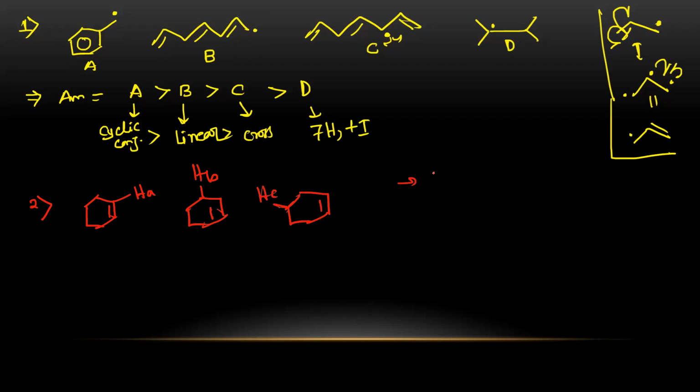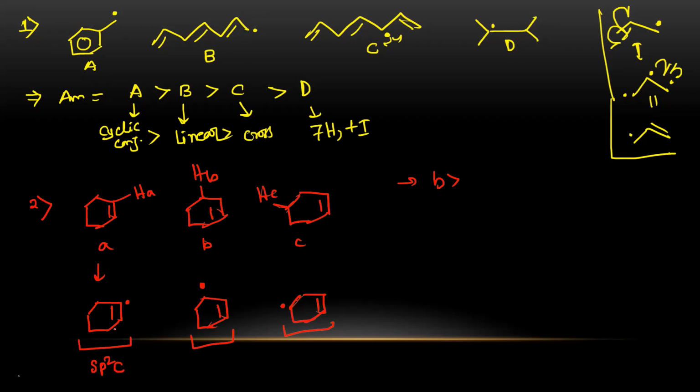Now, the stability order, if I say structure A, structure B, structure C. From here, what will form? If HA breaks, then the free radical I will have is this. And from here, the simple free radical I will have this. And here, the free radical will be this. Now one has resonance, one has no resonance, and one has no resonance but it is vinylic, the free radical is on an sp2 carbon. Here there is resonance, so B will be more stable.